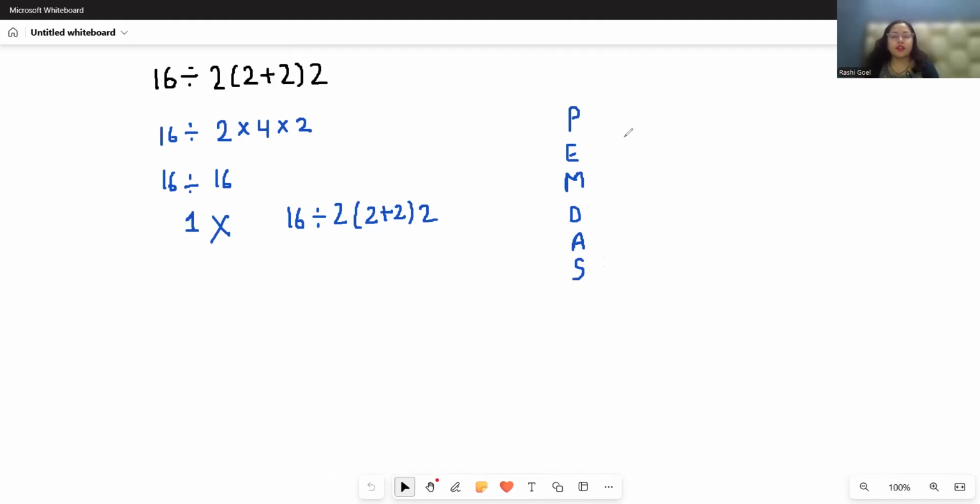So what is the PEMDAS rule? Here P stands for parenthesis, E stands for exponent, M and D both have the same priority. You just need to solve them from left to right. That is multiplication and division. Similarly, A and S, addition and subtraction, have the same priority. Just solve them from left to right.